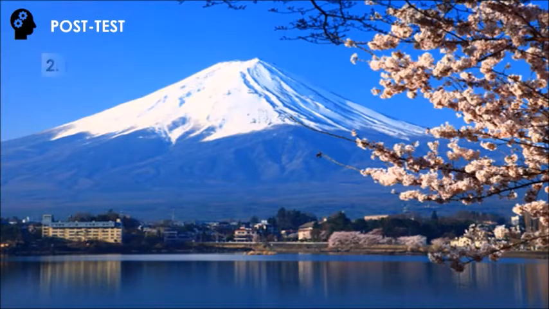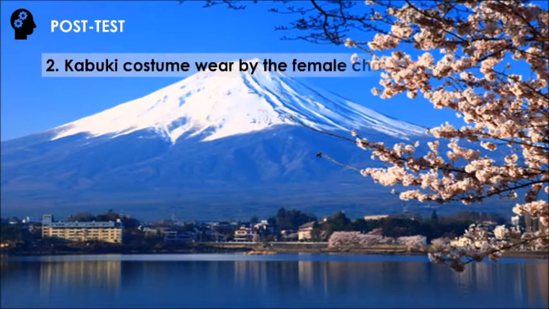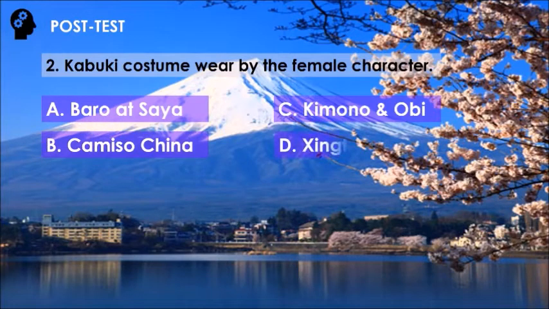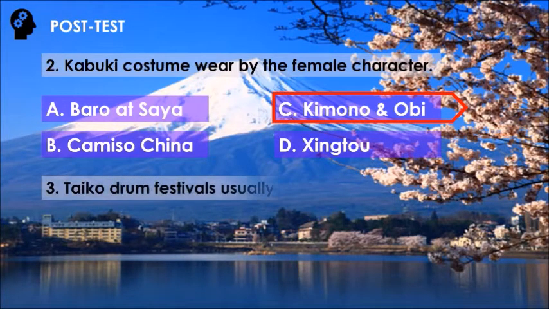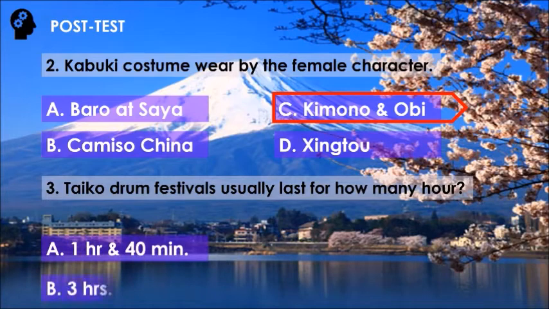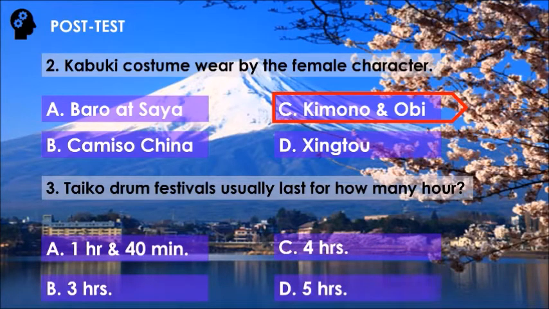Number two, Kabuki costume worn by the female character. Here are the choices. The answer is letter C. Number three, Taiko drum festivals usually last for how many hours? Here are the choices. The answer is letter A.